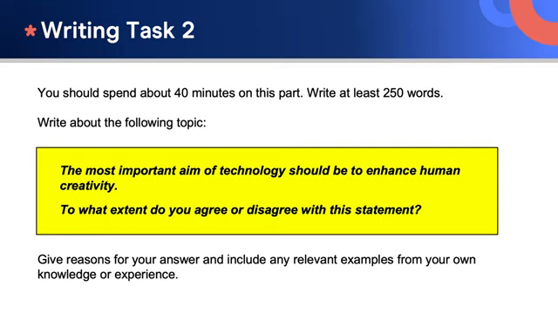The prompt will tell you what topic to write about and requires you to present an argument, express an opinion, or discuss the topic from multiple perspectives. Below the prompt is further instructions. These are always the same. They say, give reasons for your answer and include any relevant examples from your own knowledge or experience. So, you're clearly being asked to give an extended response with several reasons that are supported with evidence.